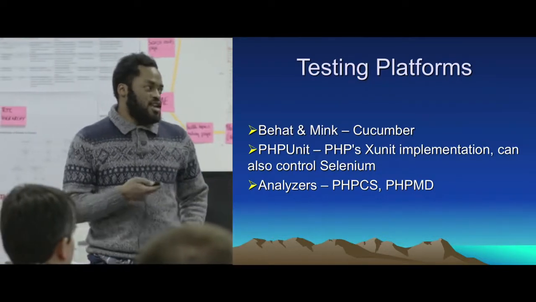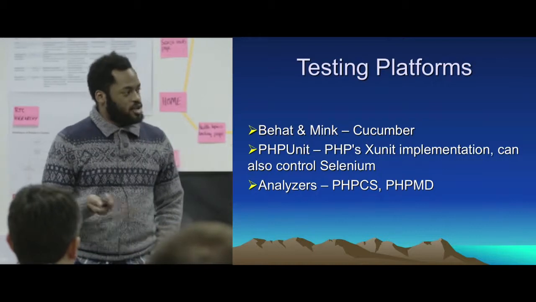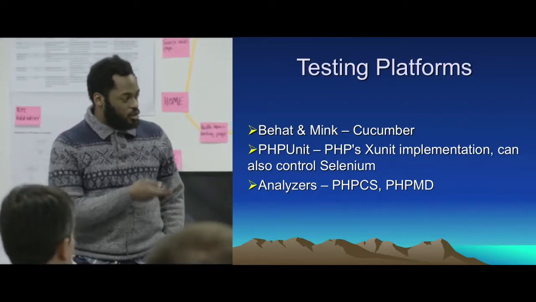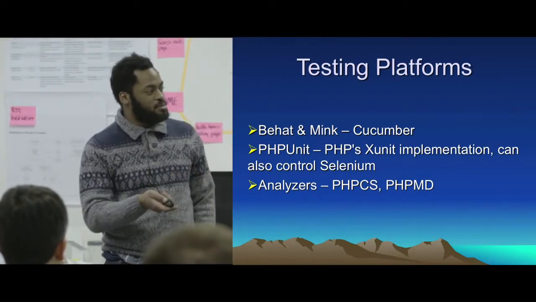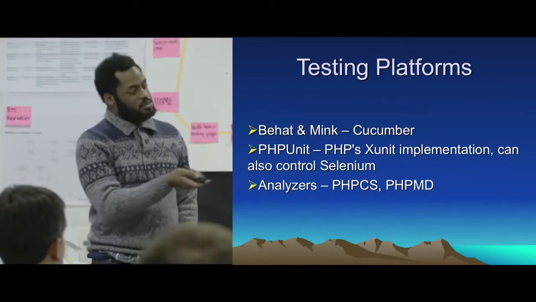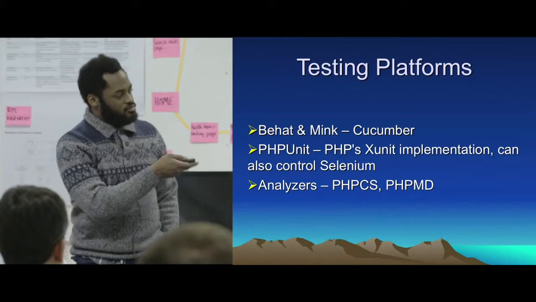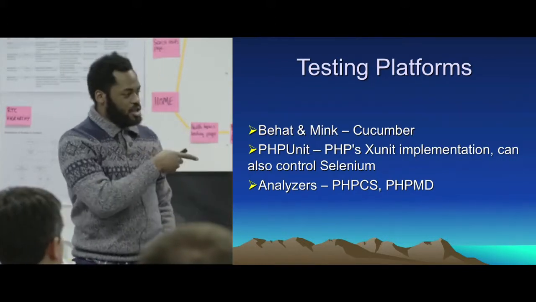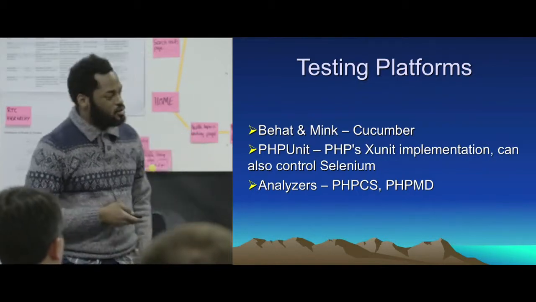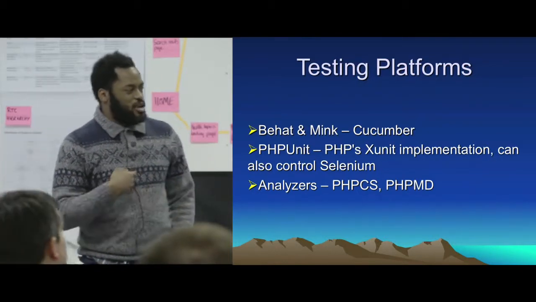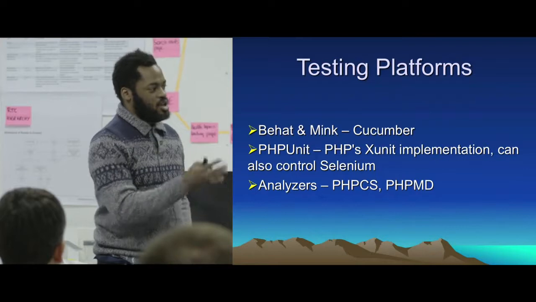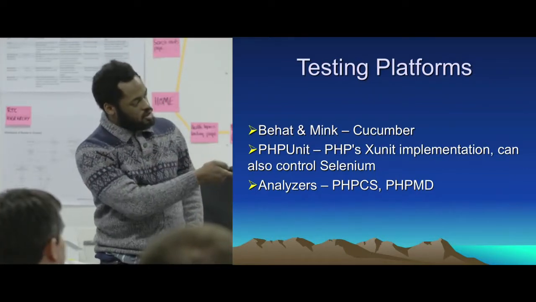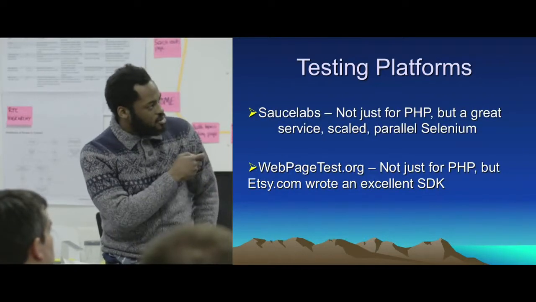PHPUnit, again, is the PHP version of XUnit or JUnit, and there are quite a few analyzers as well. The ones I mentioned here are PHPCS and PHPMD. Probably PHPCPD is pretty good as well. I think the first two are based on Java tools. I'm pretty sure PMD is a well-known Java tool. My DevOps experience is mostly for PHP and Ruby apps, so I haven't done a huge amount with the Java ones. Oops, I think I've done two.